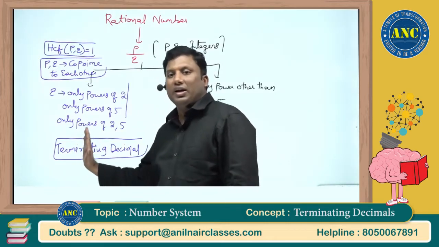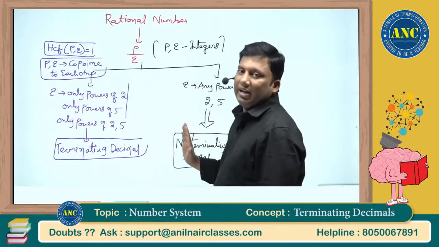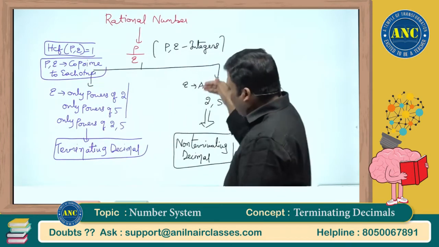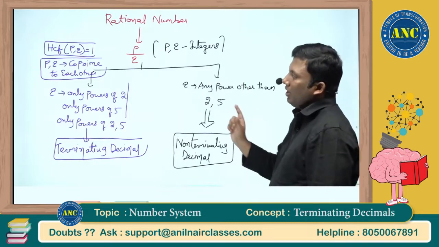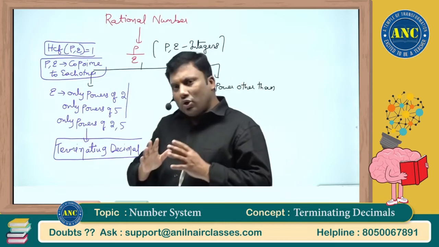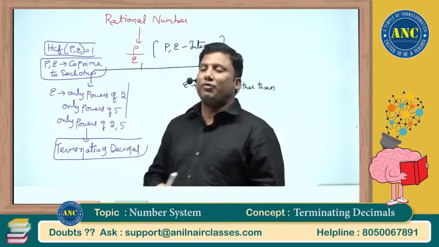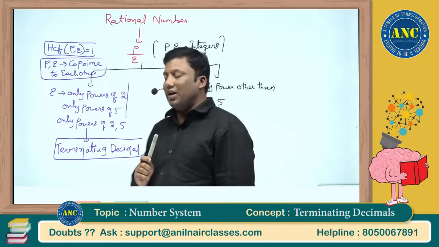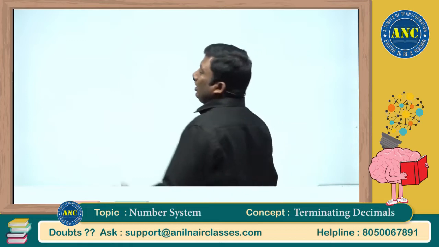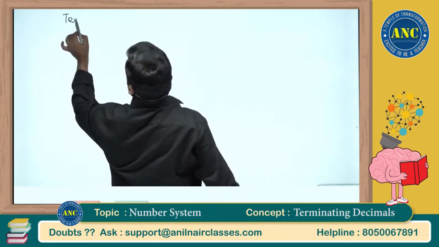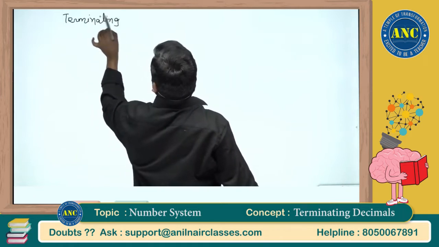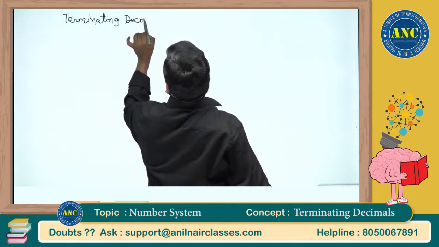One is a terminating decimal, another is a non-terminating decimal. Next slide we will discuss the terminating decimal, then we will come to the non-terminating decimal. If Q takes only powers of either 2 or 5 or both, then I will get a terminating decimal, else I will get a non-terminating decimal. Listen carefully, sir. It's very easy to understand conceptually. Terminating decimal. Terminal is endpoint.